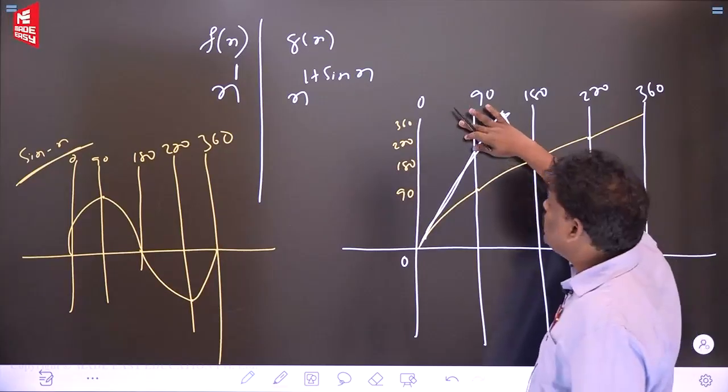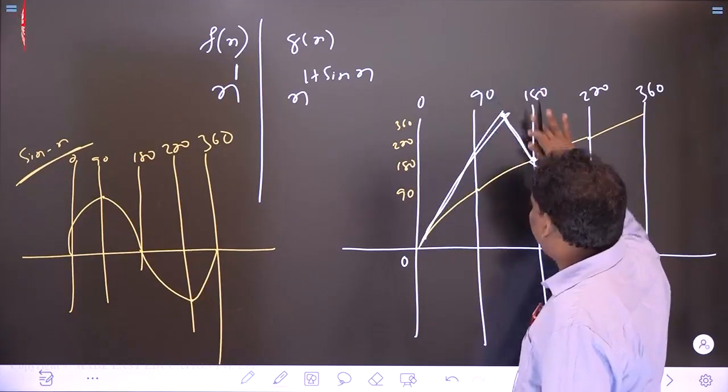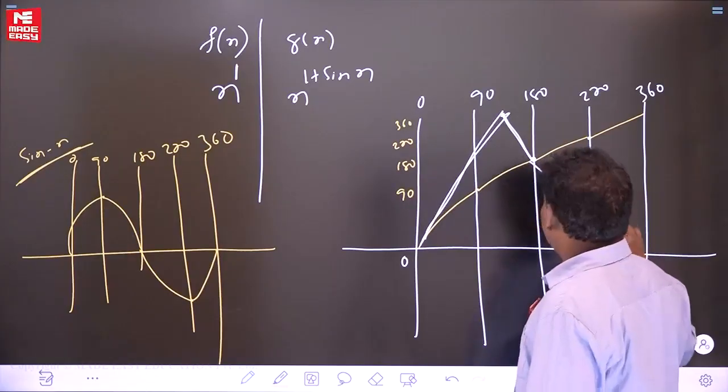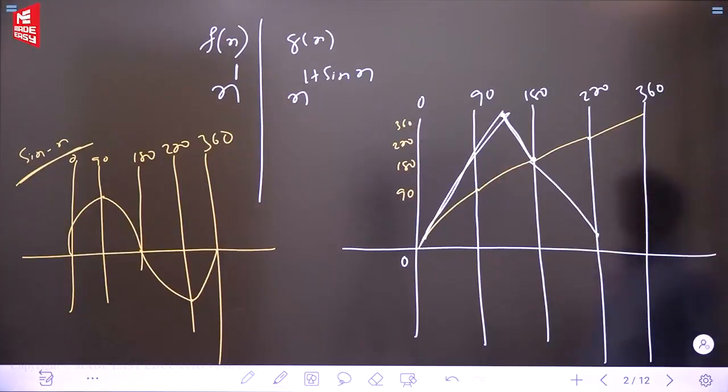At 90, who is bigger? G of n is bigger. At 180, both are equal. At 270, I think F of n is bigger. Let's check at least here.